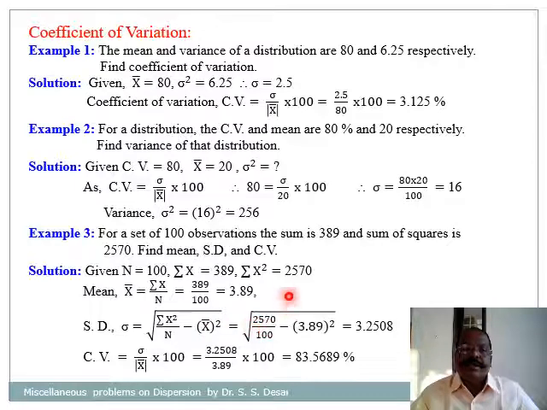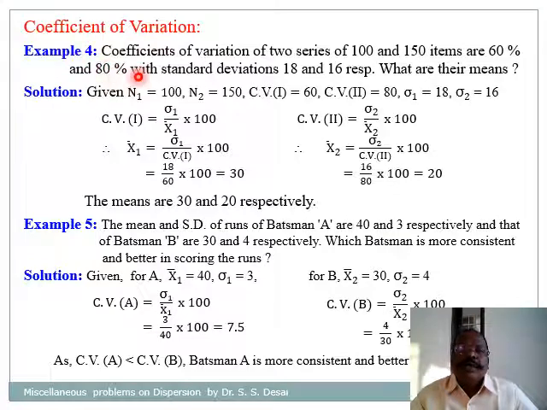So by substituting the given sums here and after simplification, this gives us standard deviation sigma is equal to 3.2508, and therefore CV becomes sigma divided by x bar into 100. So that is 3.2508 divided by 3.89 into 100. So it gives us 83.56%. So these are the problems based on applications of CV.